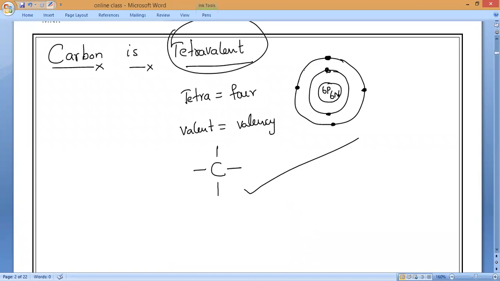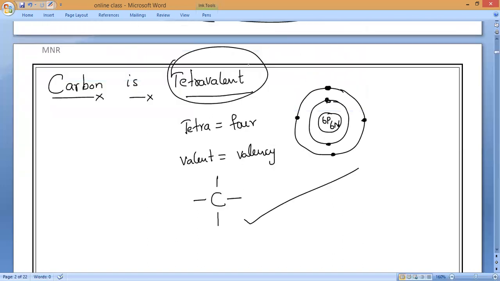Yes. So that is what we have to remember. So now let us come to here. After that, we are going to study the next one, which is self combination. So this is all the versatile nature of carbon. So that is what you all should remember.